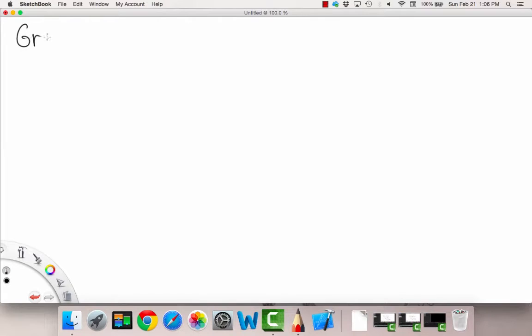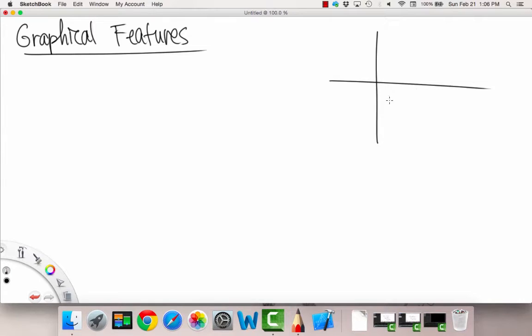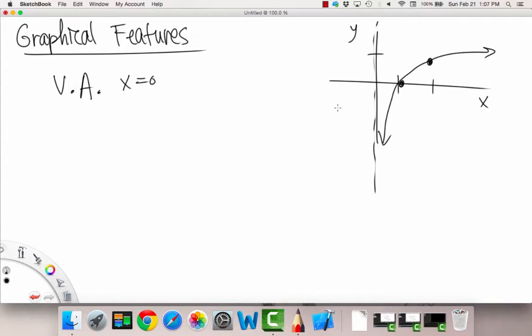All right, so now let's review some graphical features. This is more of the nitty-gritty technical stuff. So, graphical features of our graph. Let me draw that one again. So we had (1, 0), and then (2, 1). Something like that, and then it looks like that, and as it goes along, right? So obviously, there's going to be a vertical asymptote at x equals 0. Let me label those axes here. Okay, so we have that.